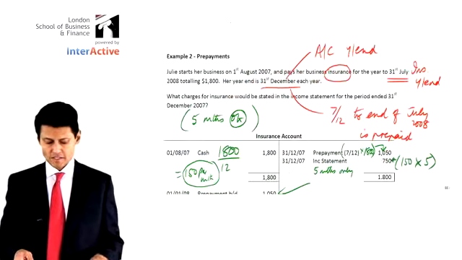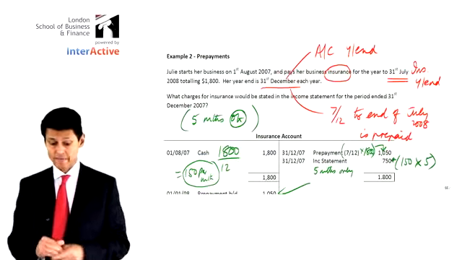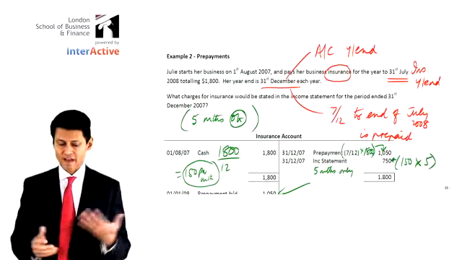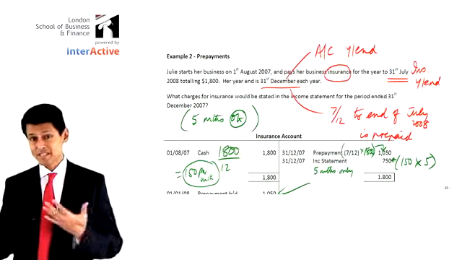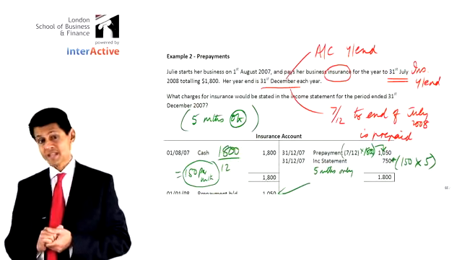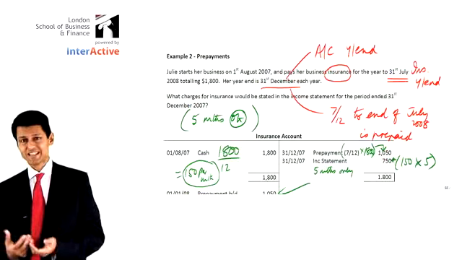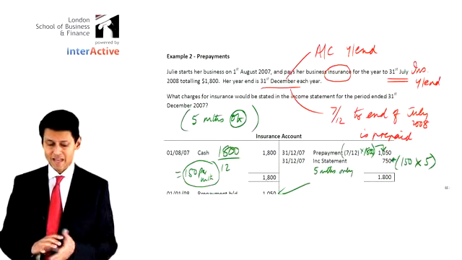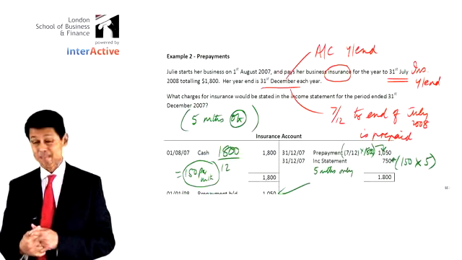Clearly, if you're Julie, you start your business on the 1st of August 2007, that runs till the end of 2007, which is 5 months. But because you've paid for a year, there's 7 months that's prepaid to next year. So that's an asset you have. Those 7 months that you've prepaid for the next financial year start up the new year. These financial year ends are December's.